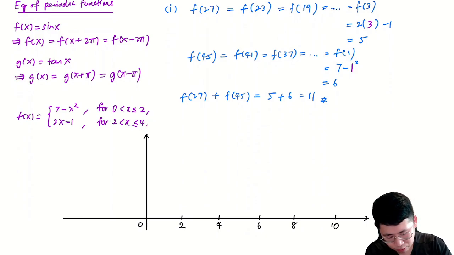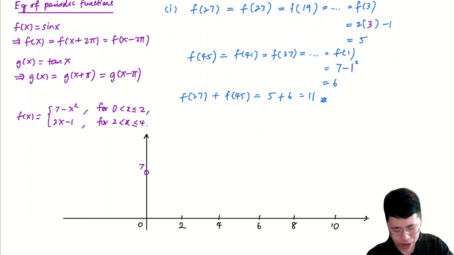So 0 to 2 will follow this 7 minus x squared. When x equals 0, y is equal to 7. So over here, I'm going to start with 7 first. Okay, cannot equal to 0. Next, when x equals 2, sub in over here, y equals 3. So I will have something like this over here.